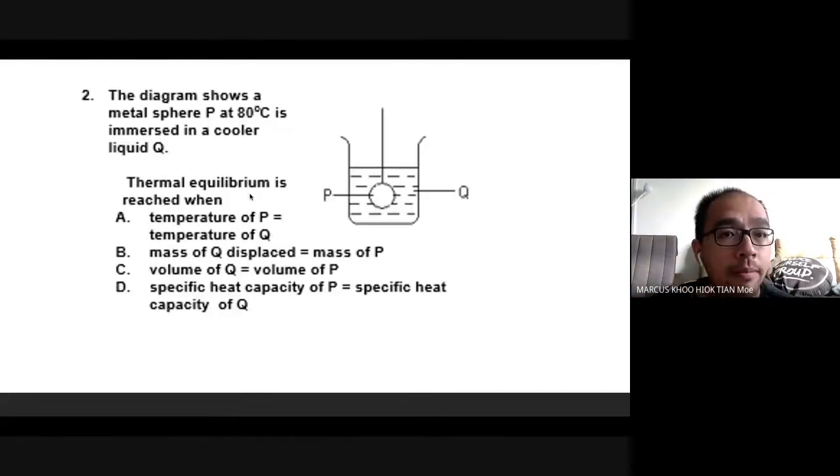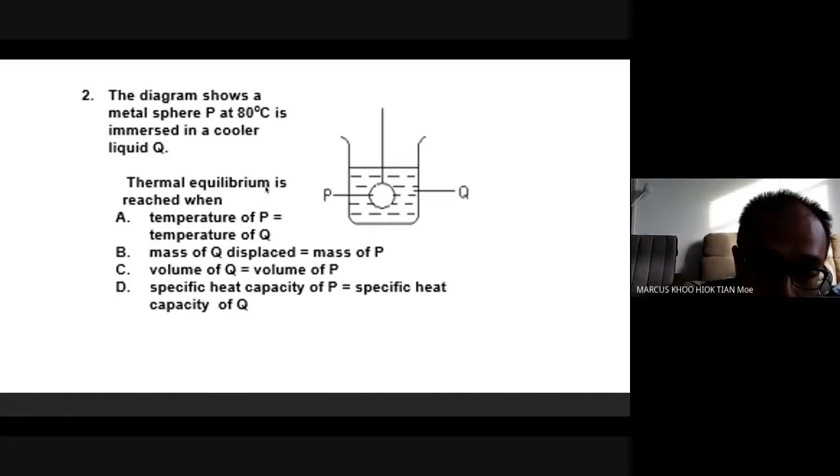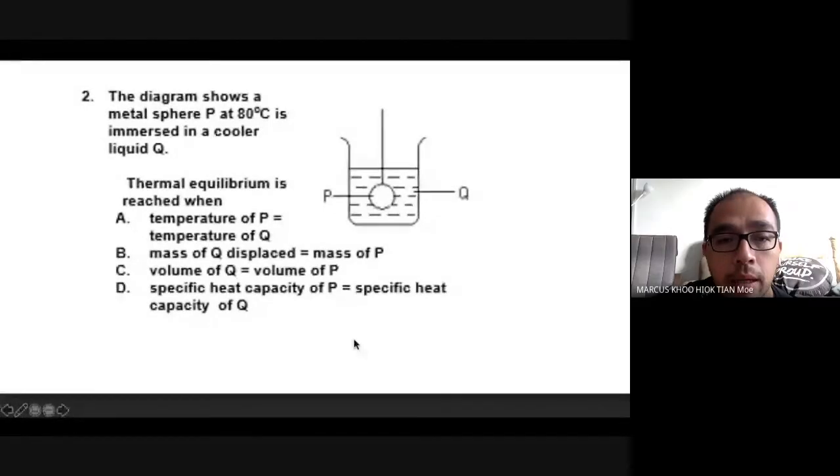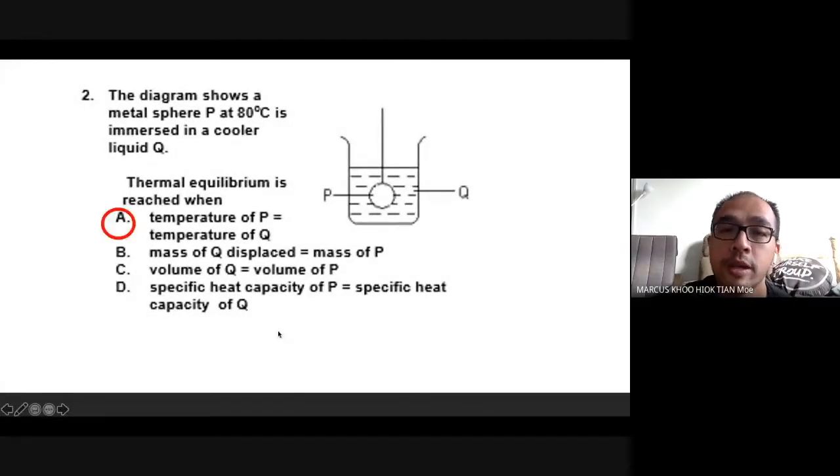The diagram shows a metal sphere P at 80 degrees Celsius immersed in a cooler liquid Q. So P is hot, 80 degrees, and Q is the cold water. Thermal equilibrium is reached when, what is your answer? Mr. Chin? A. Okay, the temperature of P equals the temperature of Q. See, very easy, right?